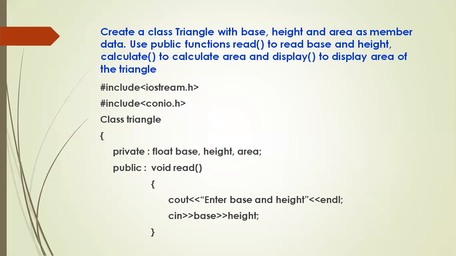The first two header files I have already explained. Class triangle, private colon. Here the member data are base, height, and area. All these three could be integer or float type. It is better to declare them as float: float base, height, area. Public. First function is read. The purpose of the read function is to input the values for base and height. So cout, enter the base and height. Cin base, height. The first function is over.